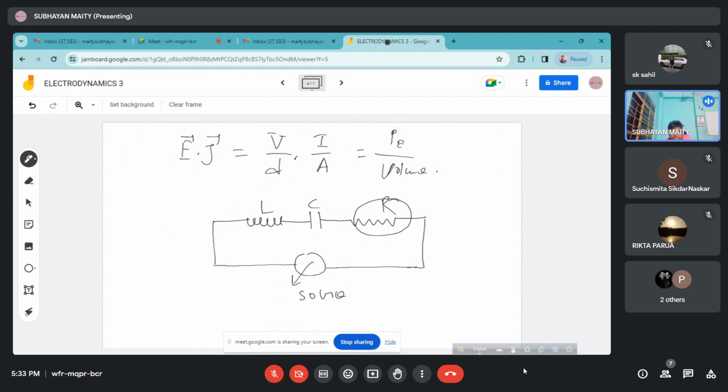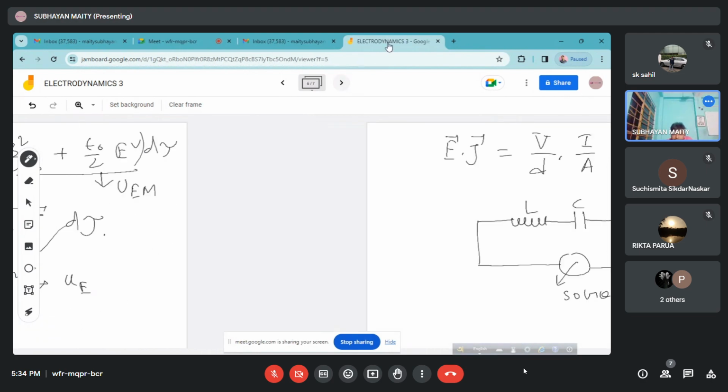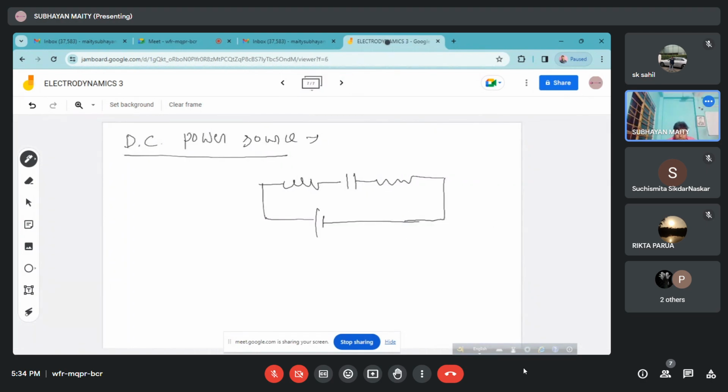So look here. S means 1 by mu naught E cross B. E is 1 by R square type, B is also 1 by R square type. So this S is in the order of 1 by R to the power 4. And the area has the dimension R square. So the whole integration will be 1 by R square.